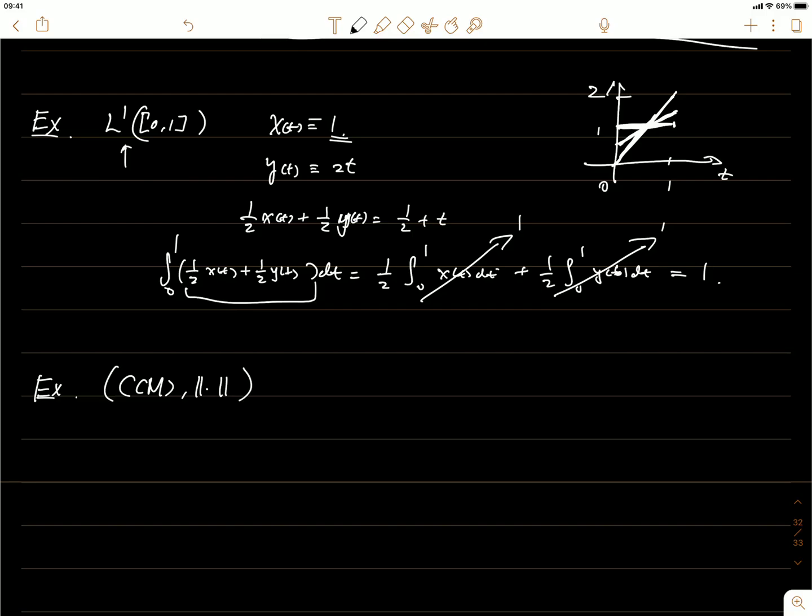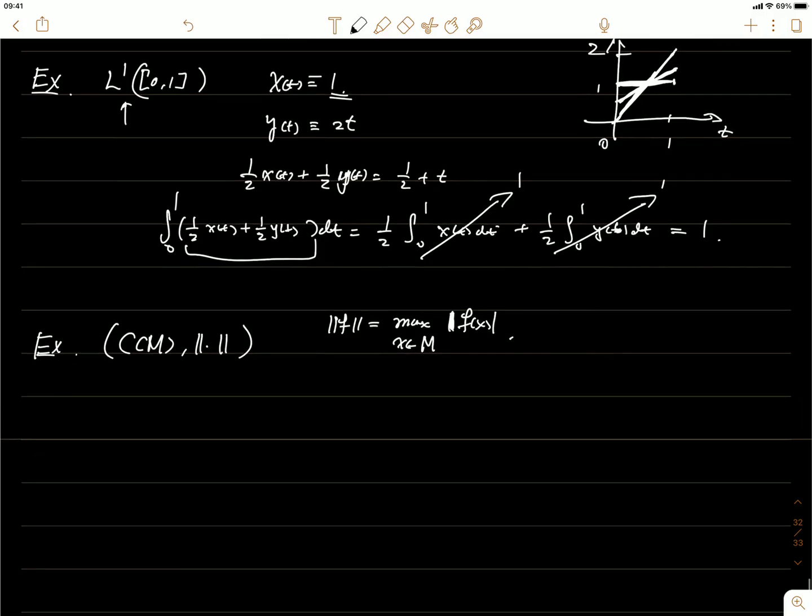This norm is a common maximum norm we had, right? We define the norm of x to be the maximum of f(x). Okay, this is also not strictly convex.